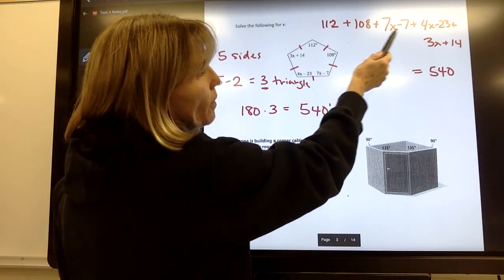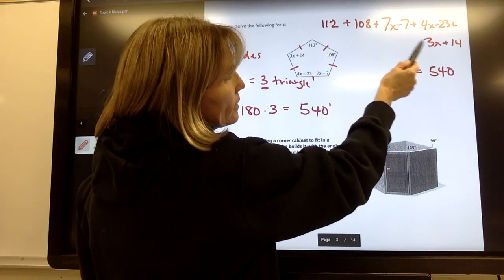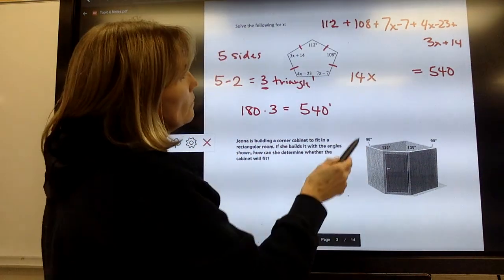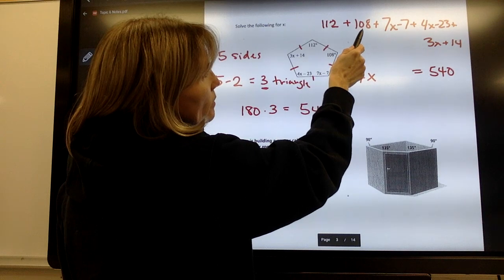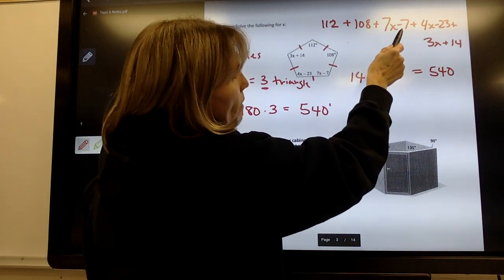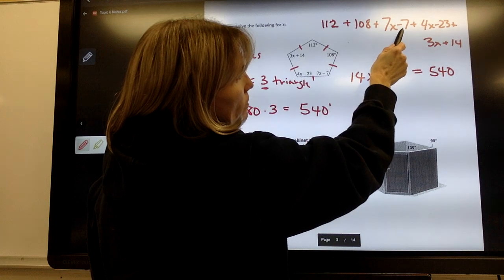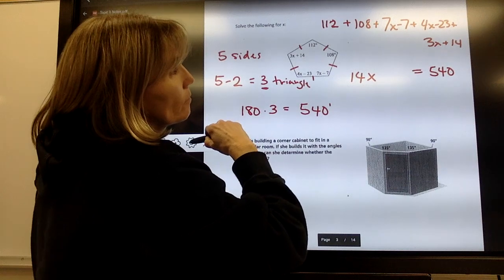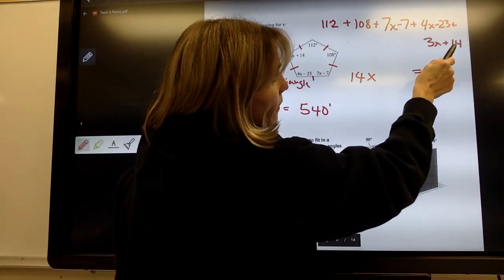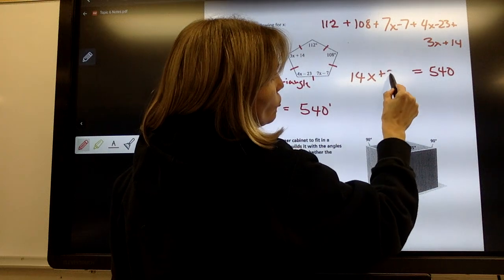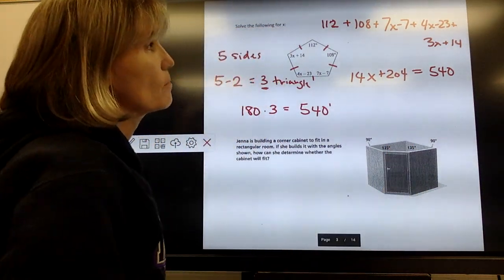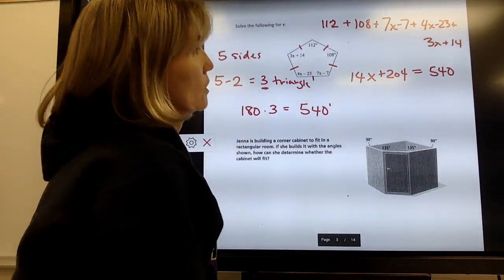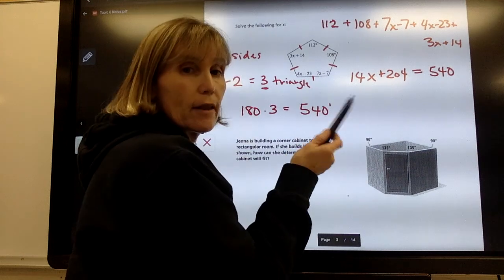So we would have to combine our like terms. 7x plus 3x, that's 10x, plus 4x, that's going to be a total of 14x. I'd have to take 112 plus 108, that's 220. 220 minus 7 is 213. 213 minus 23 would be 190, and that would be 190 plus 14, that would be 204, I believe. Go ahead and check my math there. Yep, so I get 204.